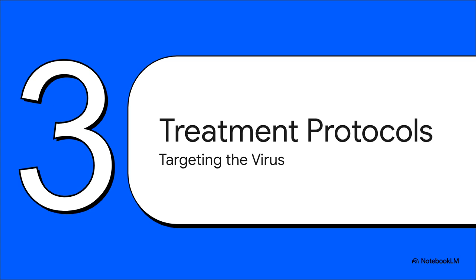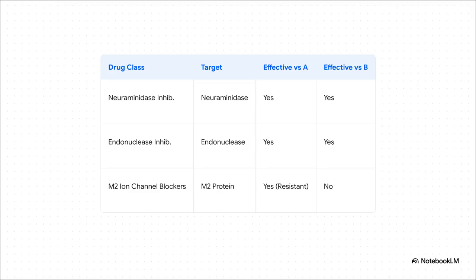Right, so we have a confirmed positive case. The question is, what are we going to do about it? Let's get into therapeutics, what drugs we have, and how we use them. This is our antiviral arsenal. The two main workhorses today are the neuraminidase and endonuclease inhibitors.